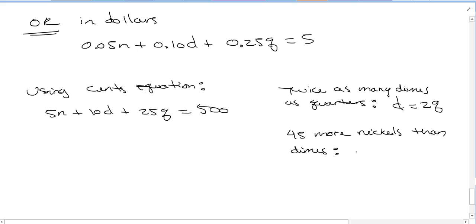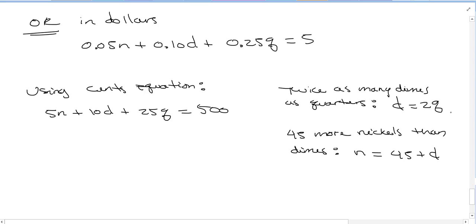So that means the number of nickels is the number of dimes and 45 more. So the number of dimes plus 45. I always think of, well, which one do you have more of? Nickels. So that means nickels is the plus. Oftentimes the common mistake that I will see is people saying D equals N plus 45. But think about that. Which one do you have more of? You have more nickels. So nickels should be the one that is the number of dimes plus the 45.